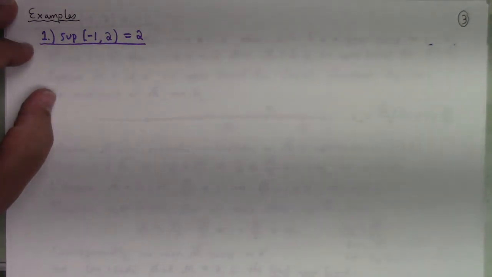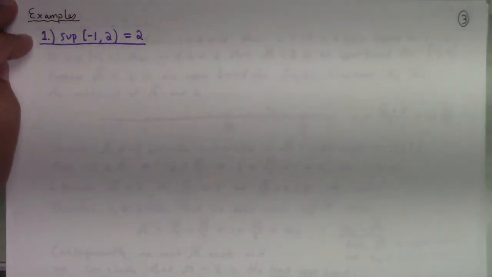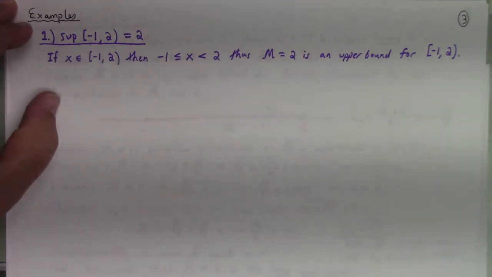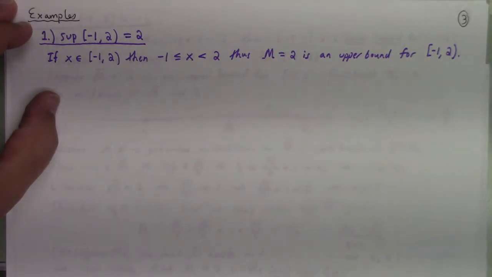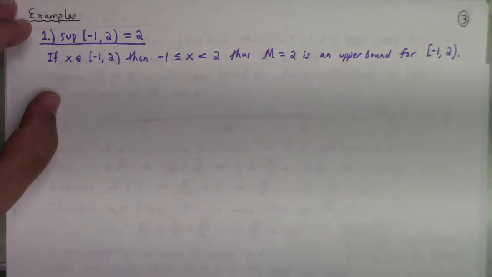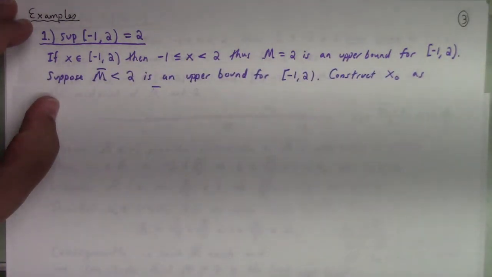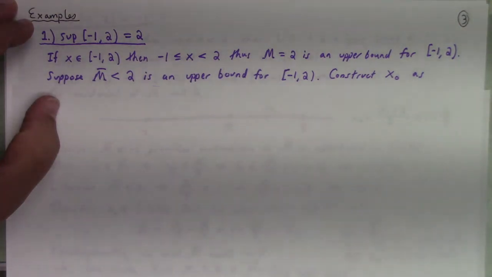So here we go. The supremum of [-1, 2] is equal to 2. So notice that 2 is not in the set. Whenever that's the case, it makes it a little tricky, but here's how it goes. If x is an element of [-1, 2], that means -1 is less than or equal to x, which is less than or equal to 2. Therefore, 2 is an upper bound for the set. All right? Now, suppose m-bar less than 2 is an upper bound for [-1, 2].